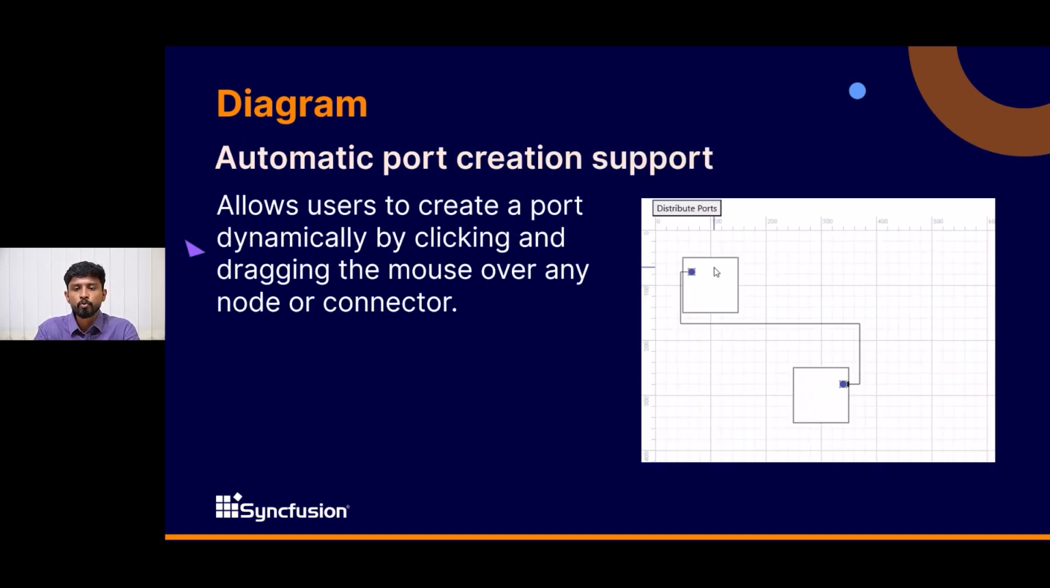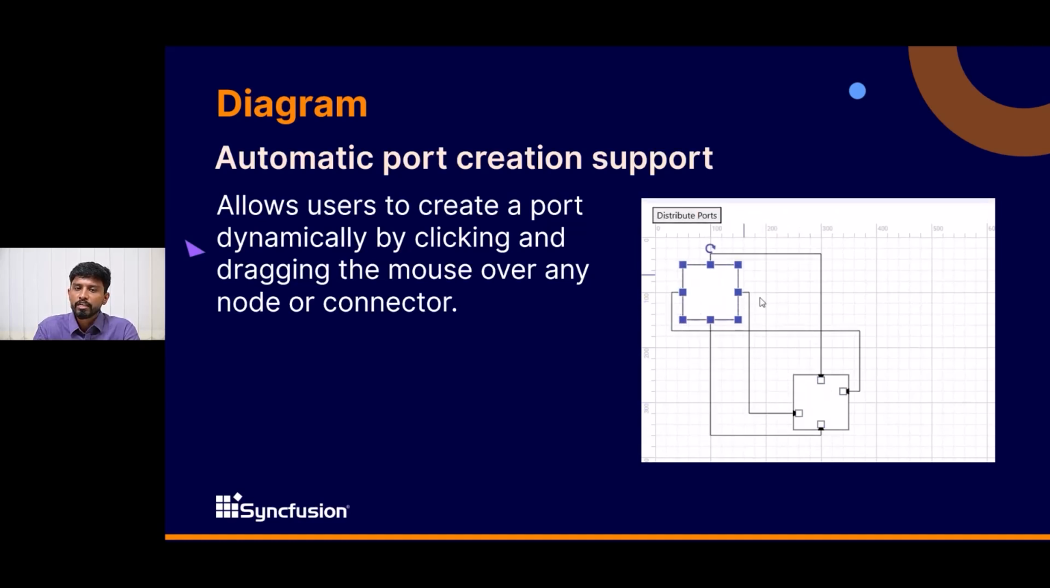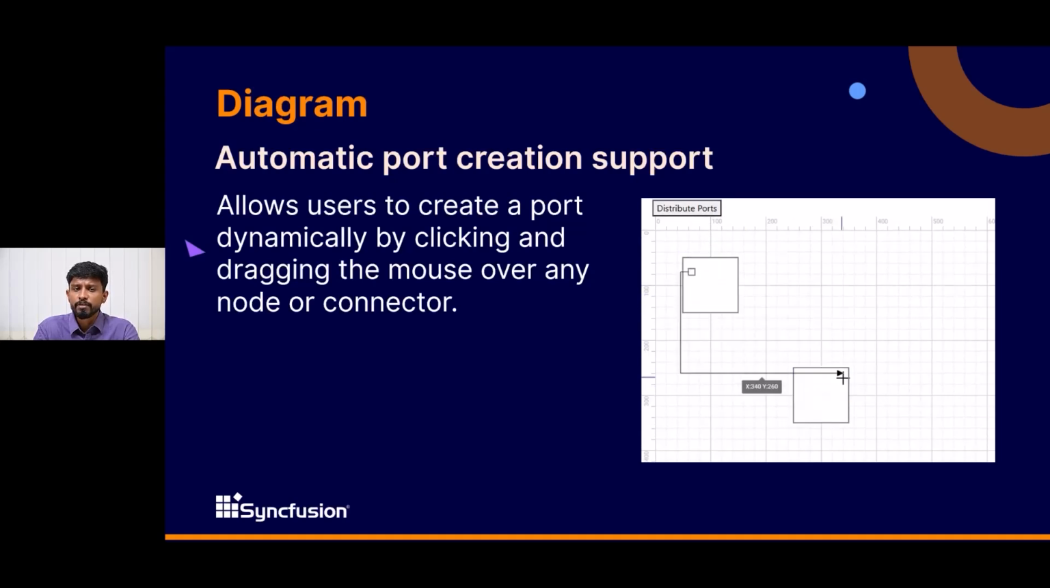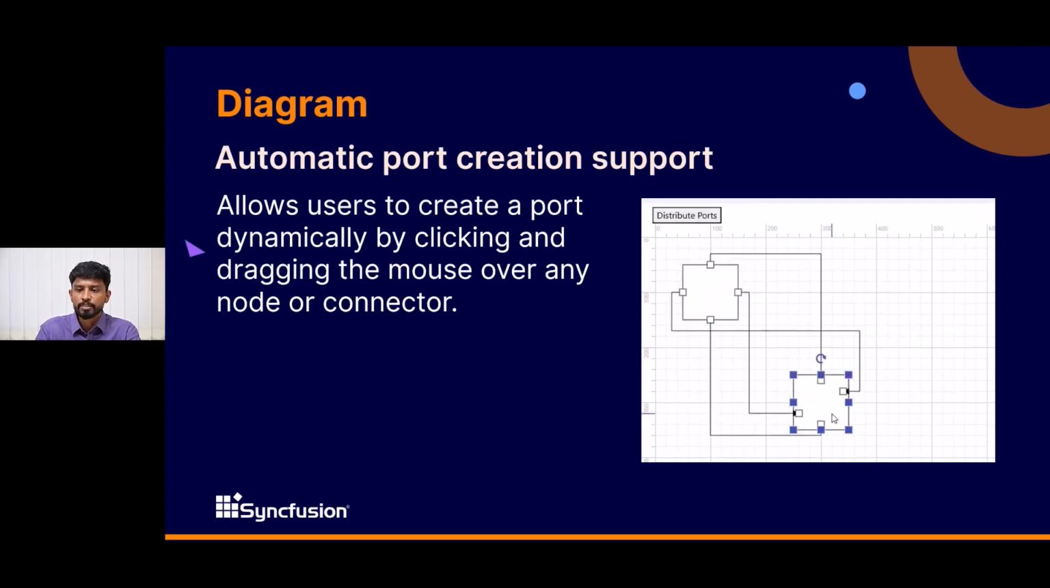Next is the automatic port creation support. This feature allows users to create a port dynamically by clicking and dragging the mouse over any node or connector, as you can see in the image. This behavior is off by default, but can be activated programmatically. The image clearly depicts it.